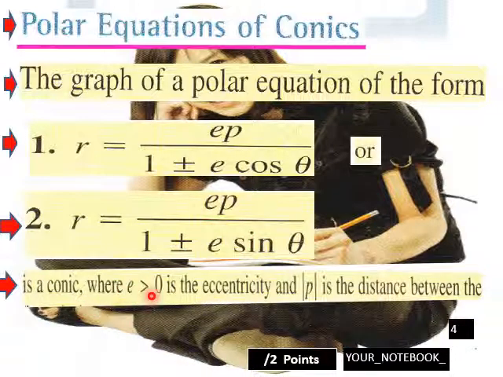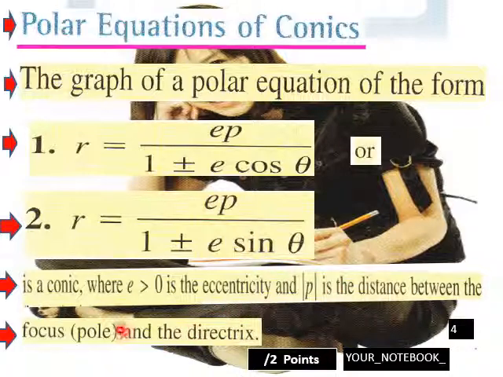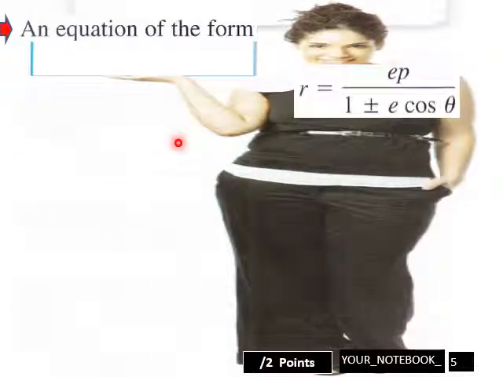Is a conic where e is greater than 0. So in this case here, e is greater than 0, and the same thing up here, e is greater than 0. e is the eccentricity, and the absolute value of p is the distance between the focus, the pole, and the directrix. So that's always going to be an absolute value here, the distance between the focus and the directrix. Okay, that's good to know.